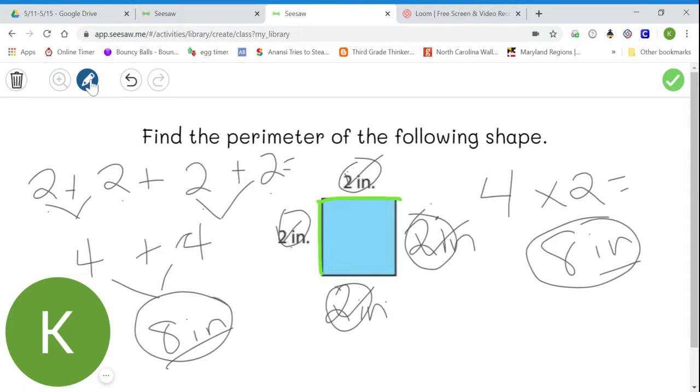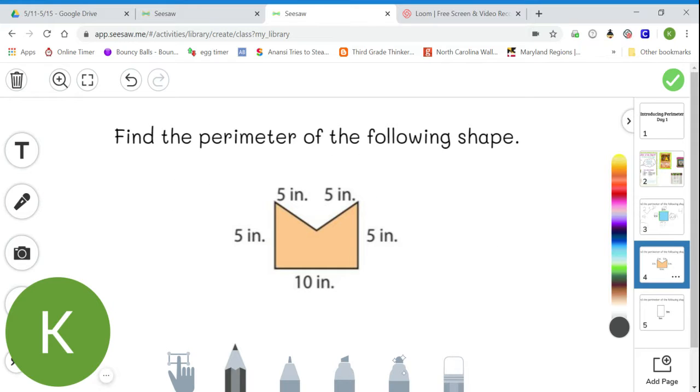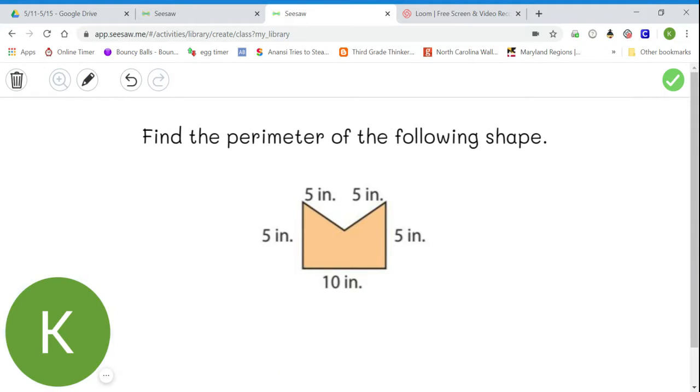Let's try a couple more examples. Looking at this shape, I can tell there are 1, 2, 3, 4, 5 sides to this one. So I can find the perimeter of a shape that isn't a rectangle. I just have to make sure I add every single side together. I'm going to set out my equation just like I did for the last shape.